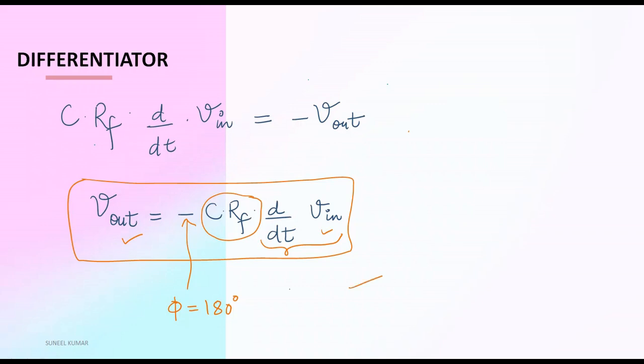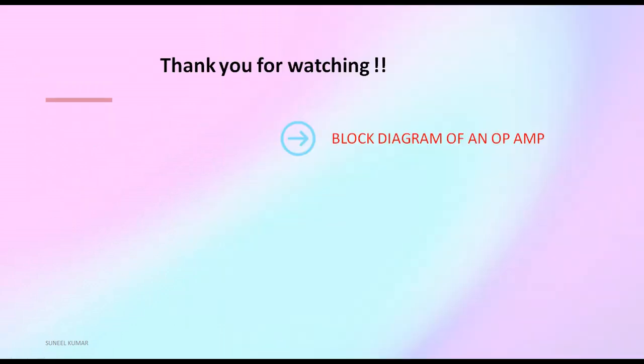So this is all about the differentiator, which is also a kind of linear application of the op-amp. Thank you for watching this video. In the next lecture we will see the block diagram of an op-amp, and after that we will discuss the closed loop configuration for positive feedback.